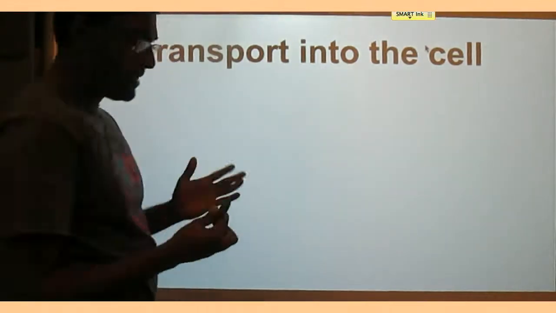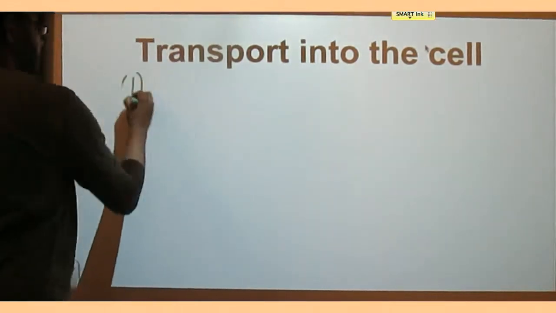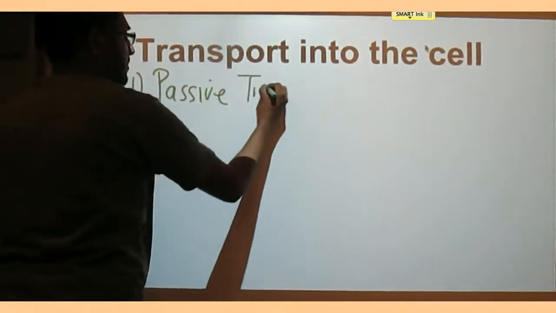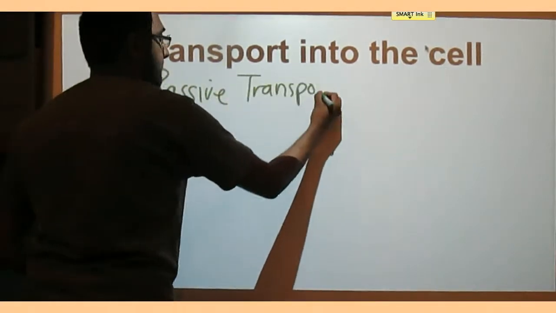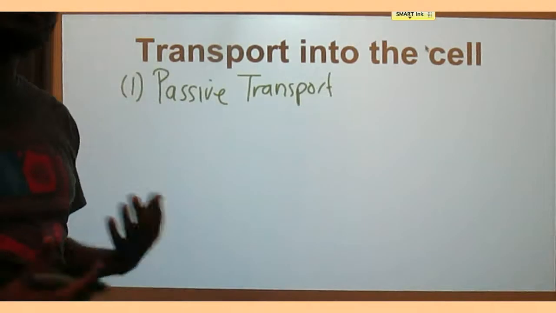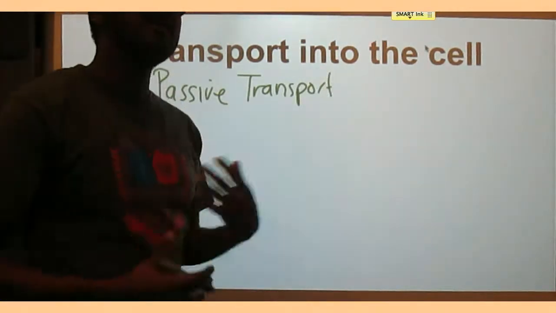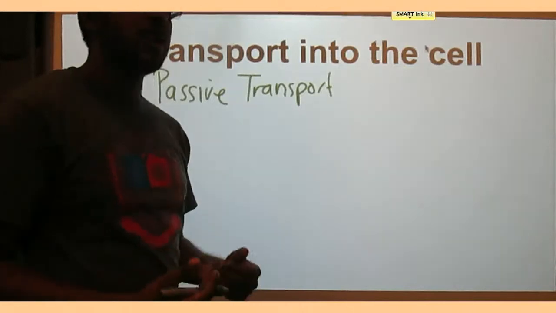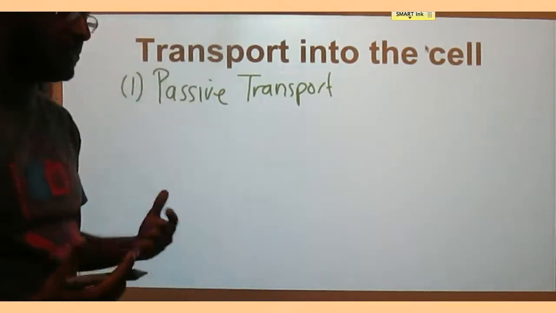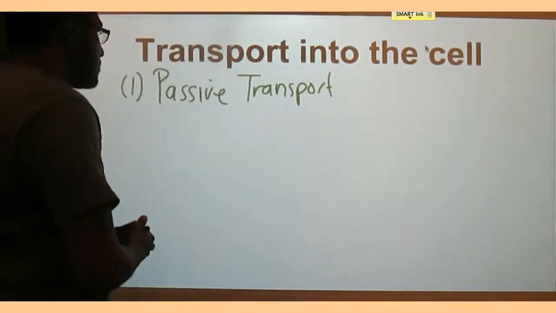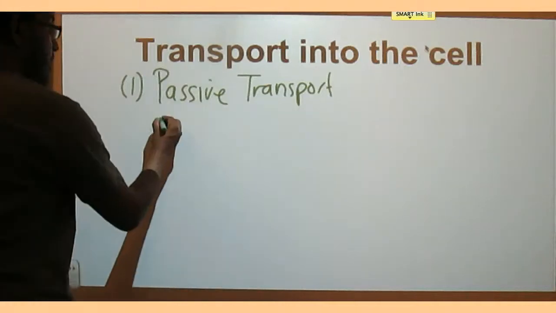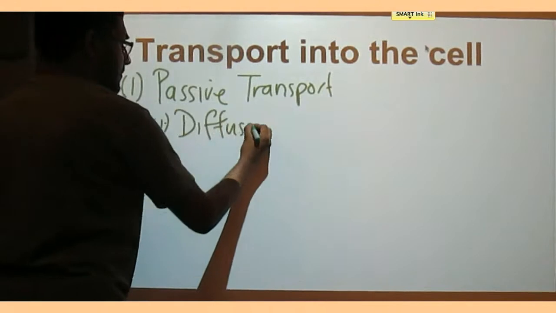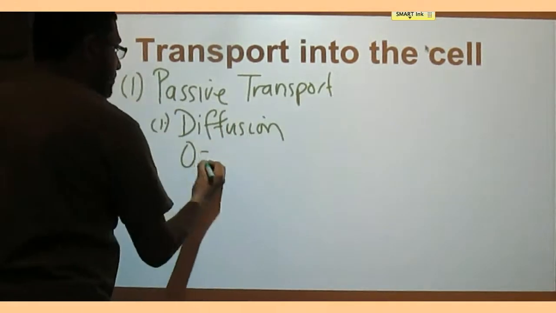So we're going to start by looking at passive transport. Because it does not use energy, it is the way that the cell will tend to prefer, not using too much energy, so it can reserve the energy for other functions. Passive transport can be done in two ways: diffusion and osmosis.